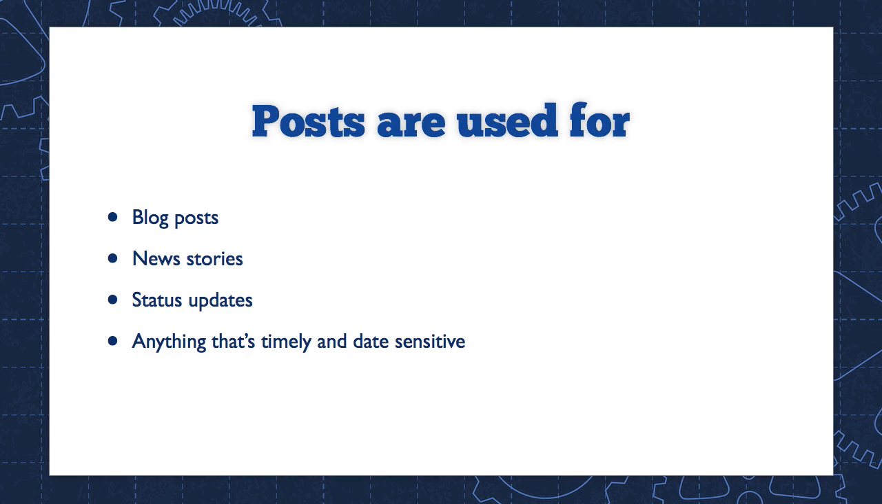Now typically, here are some examples of when you would use posts: blogs, news stories, status updates, basically anything that's time sensitive or date sensitive. Obviously, if you want it to appear as a new update for your readers who are following you by RSS, that has to be a post.